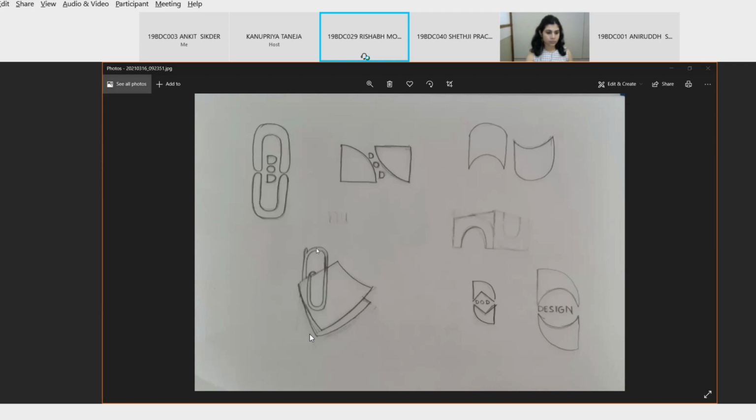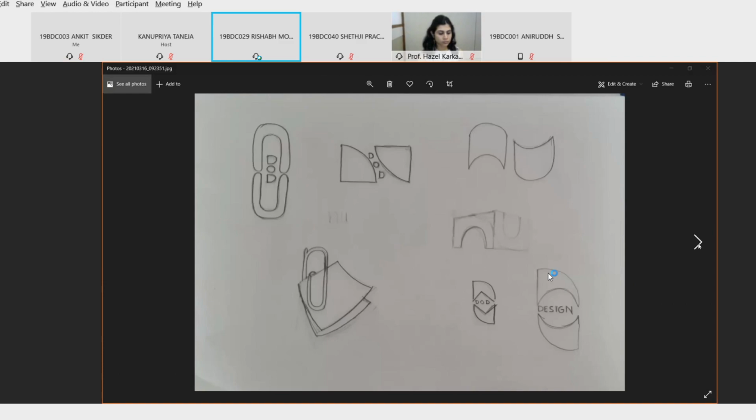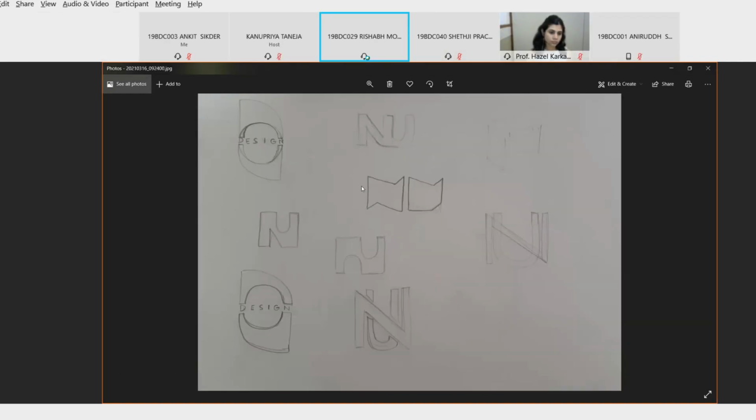Again, on the initial day, I had this particular idea about integrating N and U into a paper clip to show that everything has been held together. But when I tried to do it, I felt it was very illustration-like. These are a few more rough sketches, and I tried to make a different version of the same one that I showed previously, where I integrate the arches in both the N and U with design written in between.